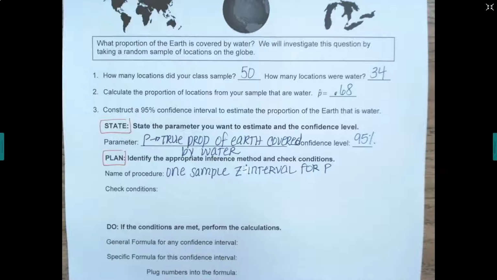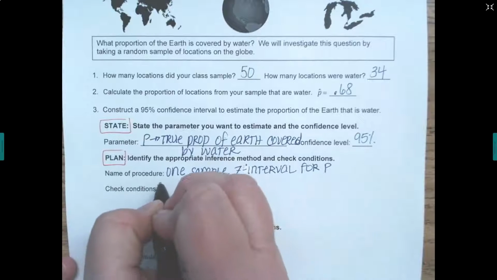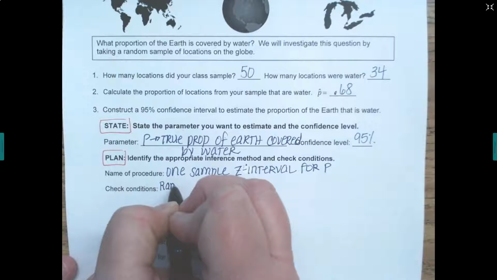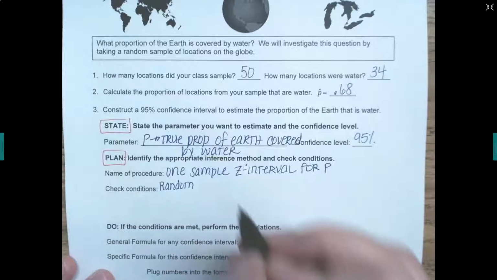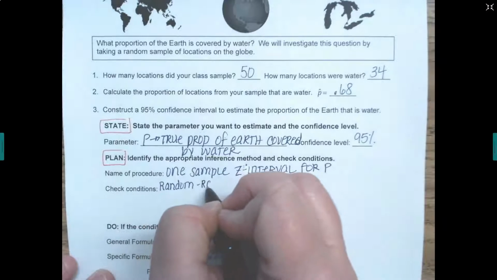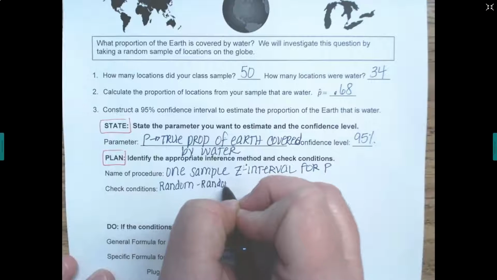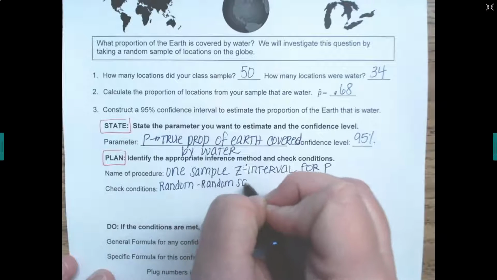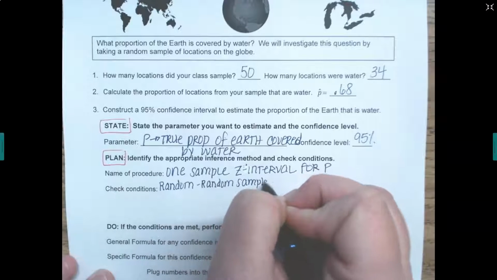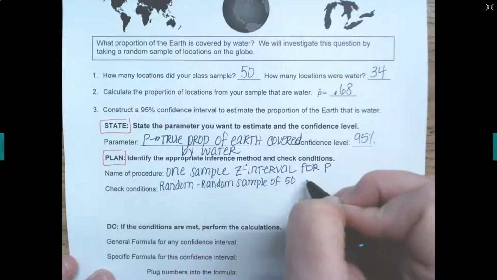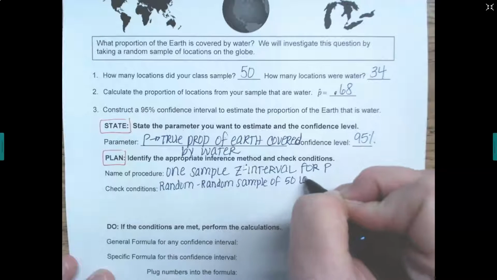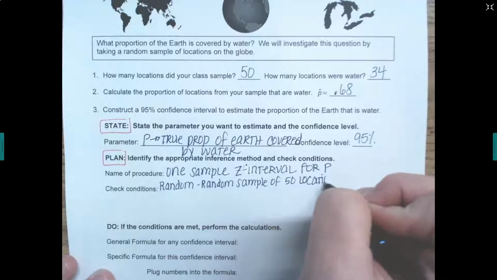All right, now our conditions. We discussed this previously. You have to check these each time. We have random. Okay, we had a random sample of 50 locations. I used that random generator for coordinates. So we definitely had our random sample of 50 locations.